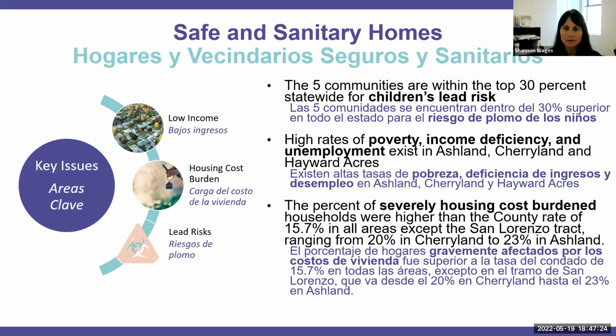And we found that the 5 communities are within the top 30% statewide for children's lead risk. There are high rates of poverty, income deficiency, and unemployment in Ashland, Cherryland, and Hayward Acres. And the percent of severely housing cost burdened households was substantially higher than the county rate of 16% in all areas except the San Lorenzo tract, ranging from 20% in Cherryland to 23% in Ashland.